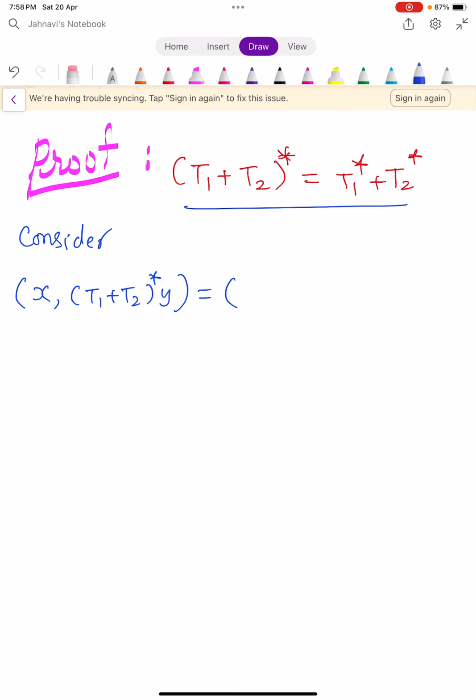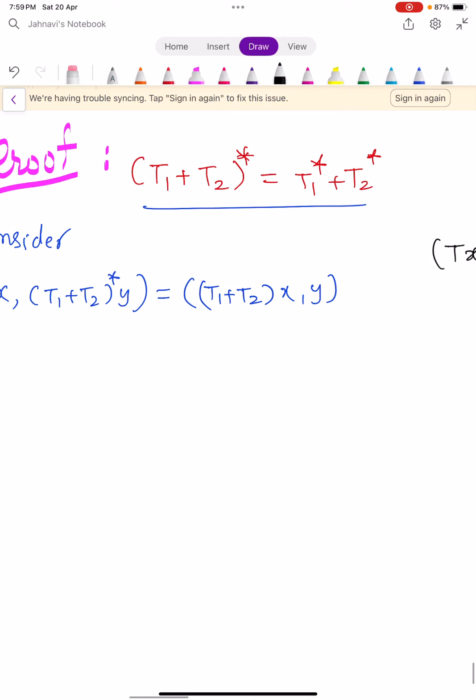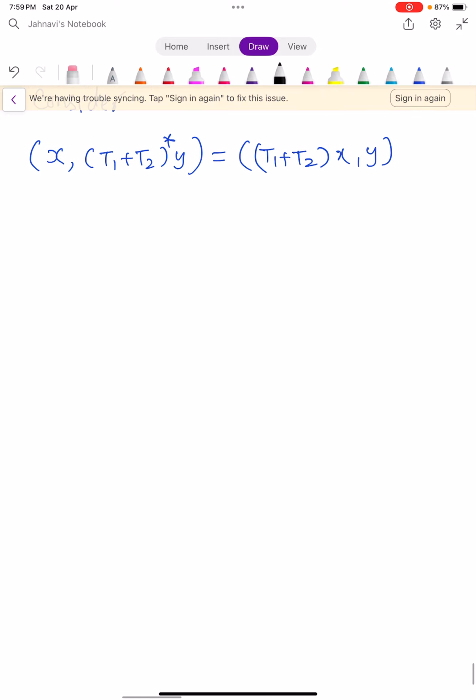By definition of adjoint of an operator, this (T1 plus T2) whole star can be shifted to the first term. Then it can be written as inner product of (T1 plus T2) into x, comma y. We know that already, we learned in the definition: inner product of Tx comma y is equal to inner product of x comma T star y. By using that property, this can be written like this: inner product of x comma (T1 plus T2) whole star y is equal to inner product of (T1 plus T2) into x comma y. So that's it.